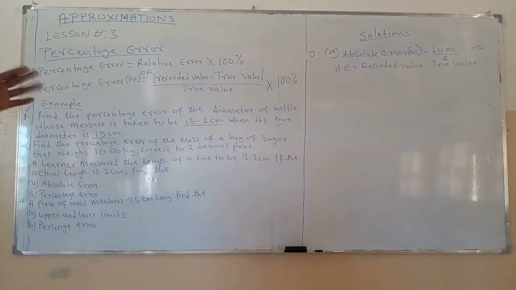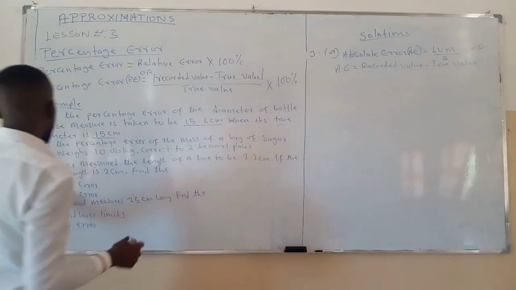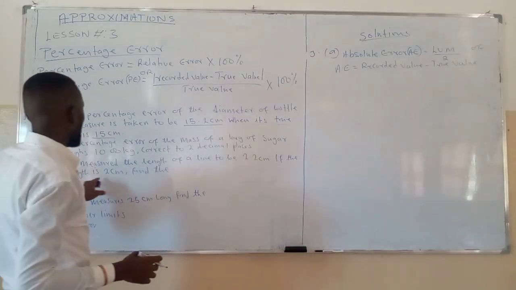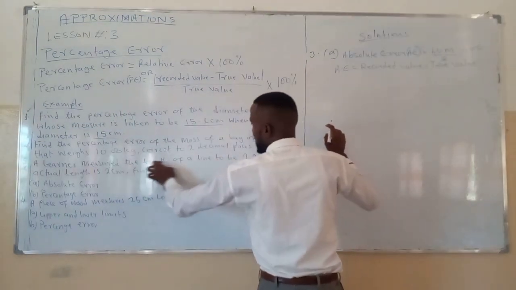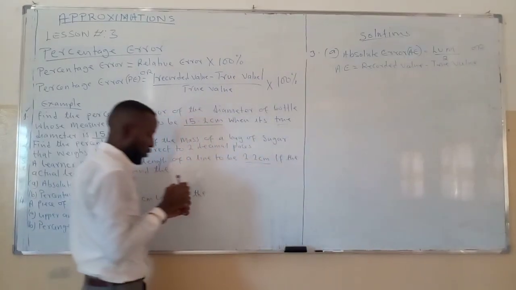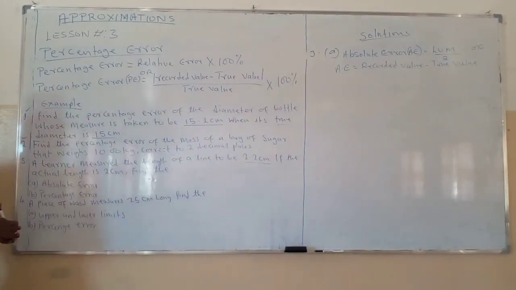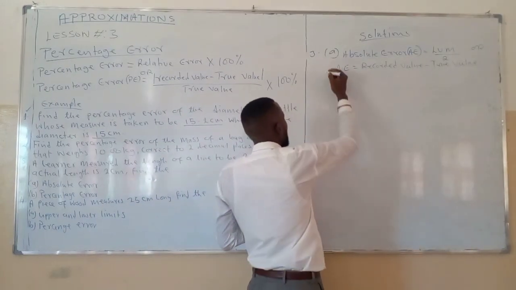So now, which formula will stand for this question? Elena measured 2.2, so 2.2 is what we call the recorded value. And then we are saying the actual length is 2 centimeters. So how do I find this one? I will use the second formula. This one is the one which will stick.